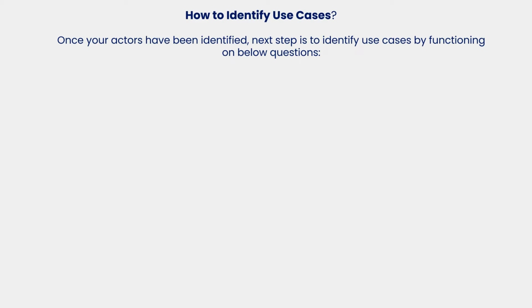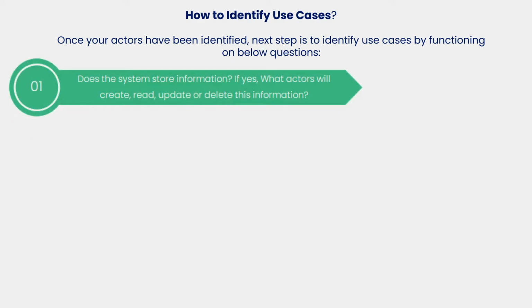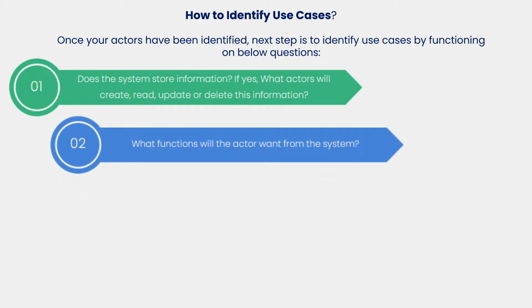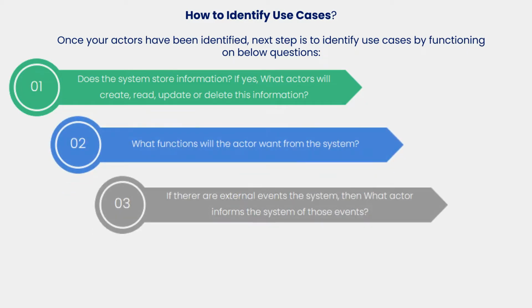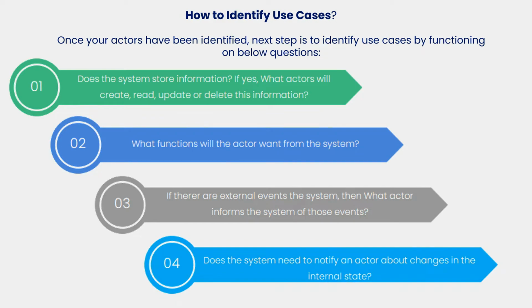After actors have been identified, the next step is to identify use cases by focusing on these questions. Does the system store information? If yes, what actors will create, read, update, or delete this information? What functions will the actor want from the system? If there are external events in the system, then what actor informs the system of those events? And does the system need to notify an actor about changes in the internal state?